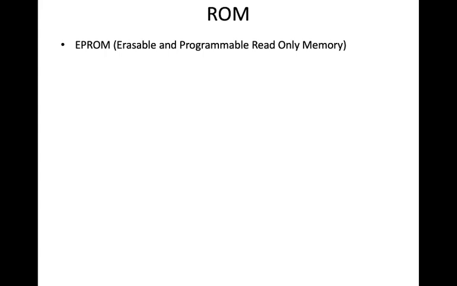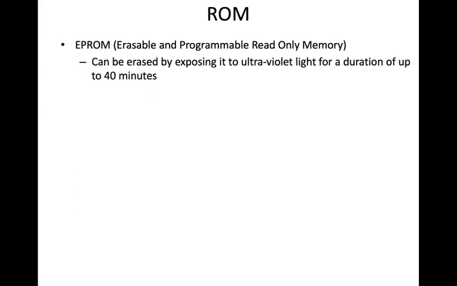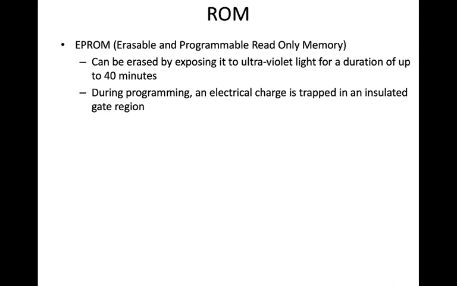Then another type of ROM is erasable and programmable read-only memory. It is known as EPROM. It can be erased by exposing it to ultraviolet rays. You can call it UV EPROM also. If we send some ultraviolet light for a duration of up to 40 minutes, everything that is there in the chip will be erased. So we can use it again and again. So this is known as erasable and programmable read-only memory.